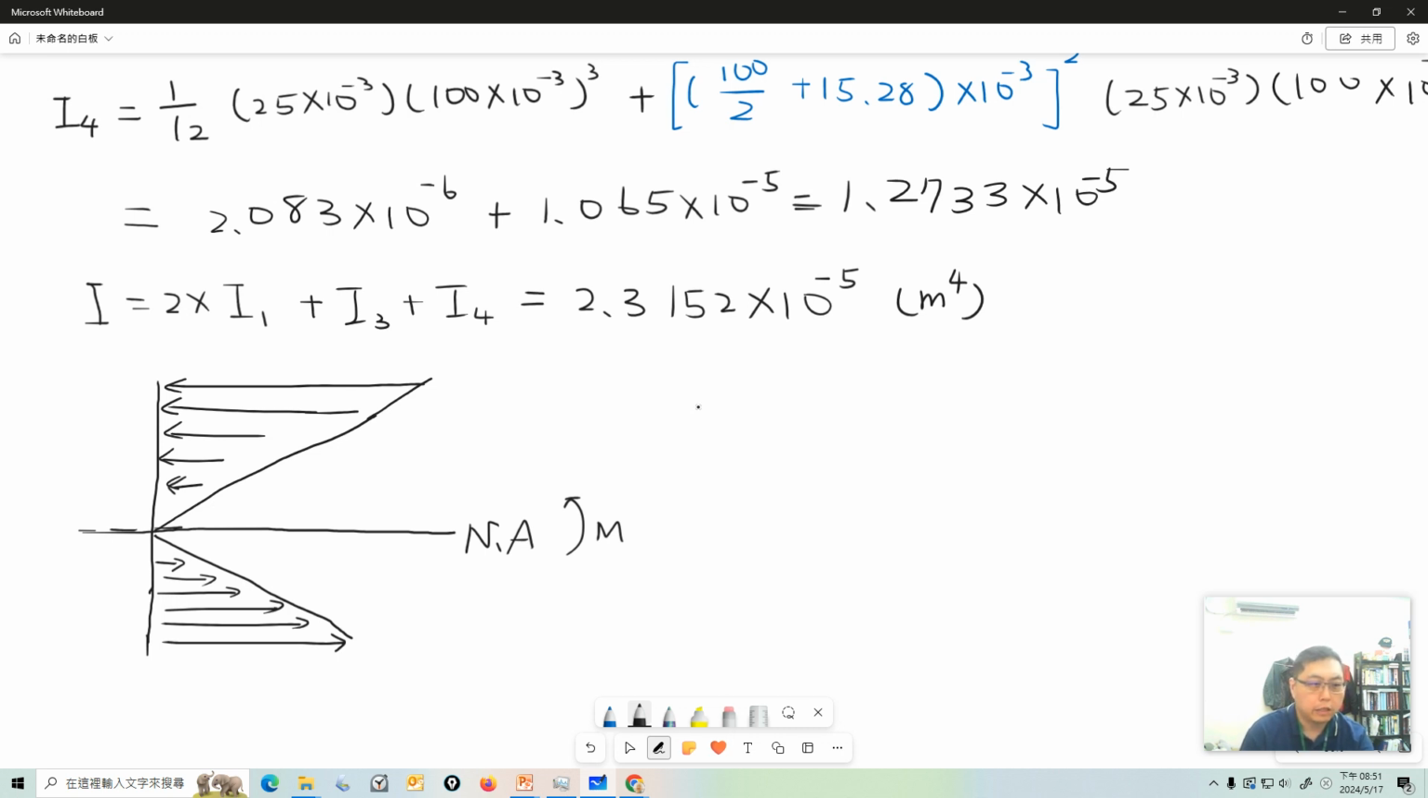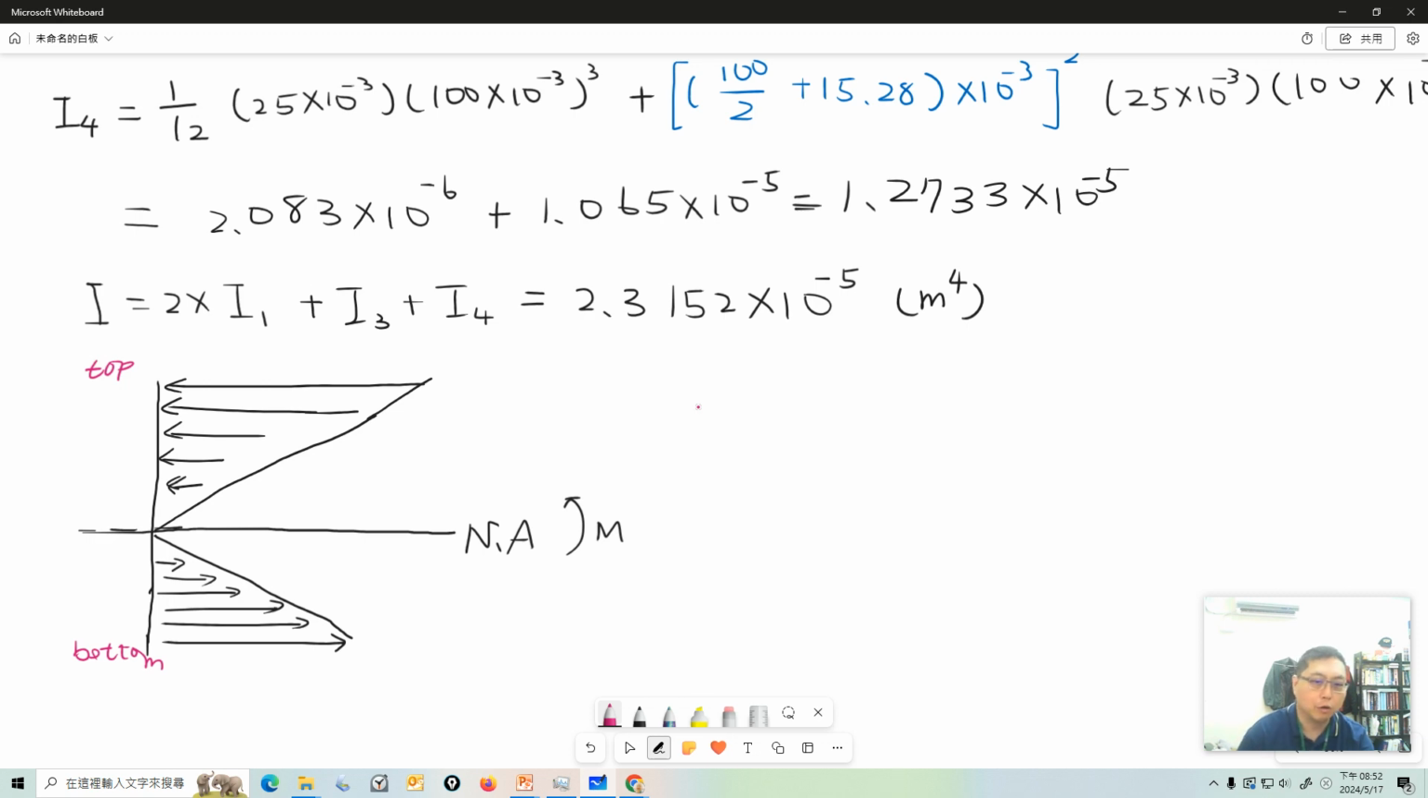In the picture we see the maximum is always at the surface, the top surface or the bottom surface. The top and bottom surfaces always have the maximum compression or maximum tension. So what's the distance between the top and the neutral axis?